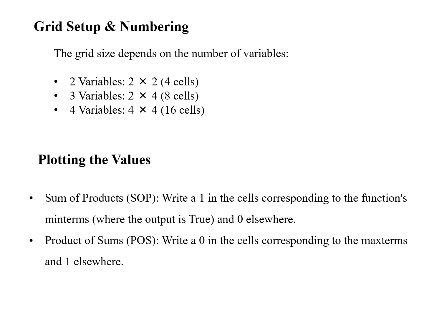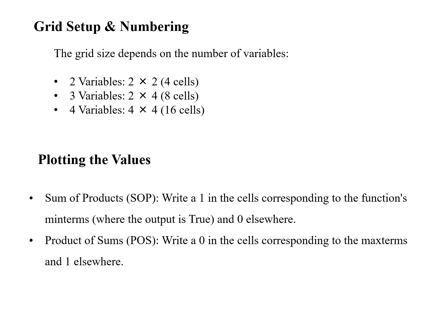Next, grid setup and numbering. How are we going to form the grid size based on the number of variables? If it is a two variable Boolean expression, we are going to use 4 cells, 2 cross 2. If it is a 3 variable, we are going to use 2 cross 4, that is 8 cells. If it is a 4 variable, we are going to use 4 cross 4, that is 16 cells. So based on the number of variables we are going to form the grid size.